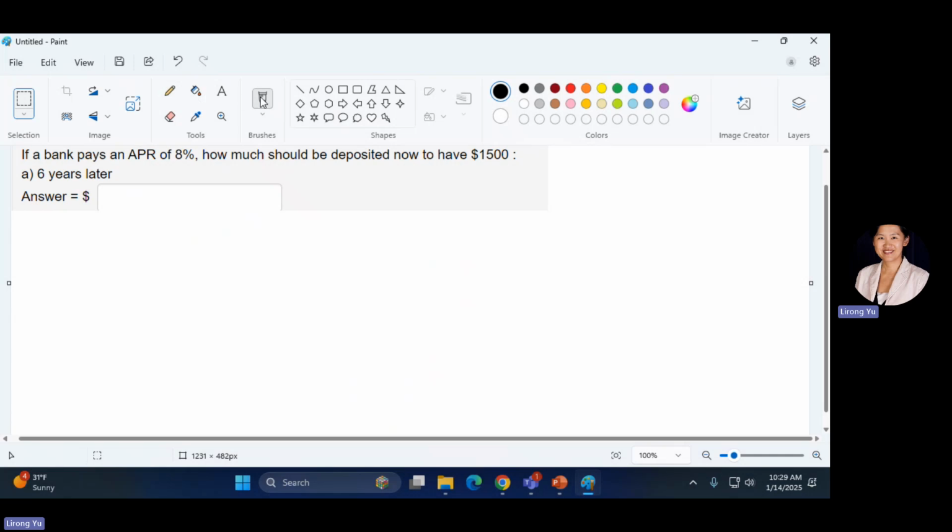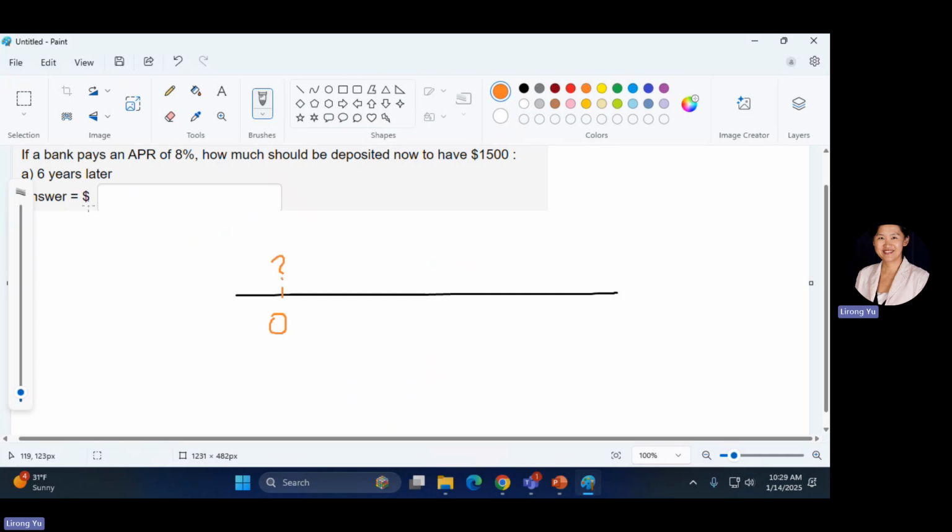Right, so this is our timeline. At time 0, we have, should we put at time 0, we don't know. That was the question. And we wanted to have at time 6, 6 years, 1,500. So we wanted A(6) to equal 1,500.